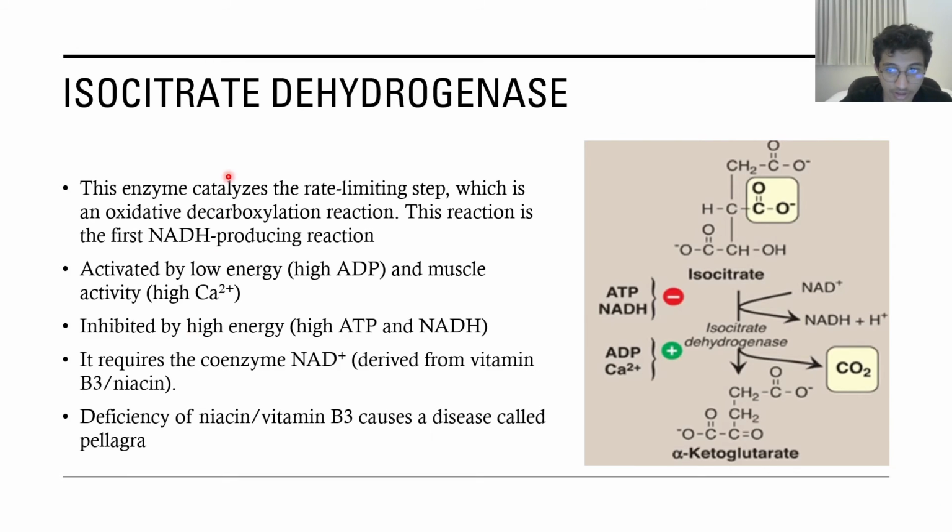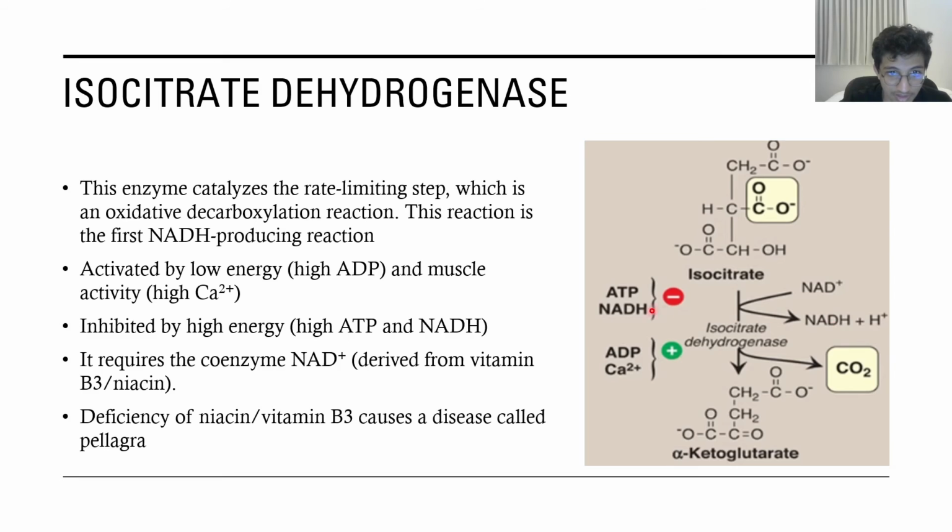Now let's talk about the first step. We'll talk about a few steps in the TCA cycle, not all of them, but the most important steps. Now the first step we're going to talk about is catalyzed by the isocitrate dehydrogenase enzyme. This is a rate limiting step, so that means it's highly regulated. And this is an oxidative decarboxylation reaction, which means that it's a redox reaction, and it's also a decarboxylation reaction since we produce CO2. It's a redox reaction because we produce NADH, and it's also the first NADH producing reaction.